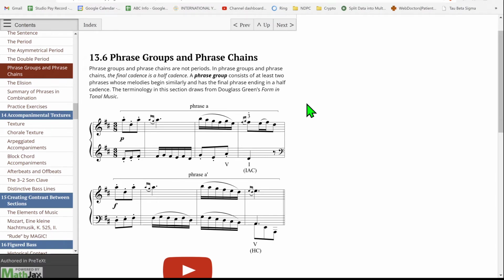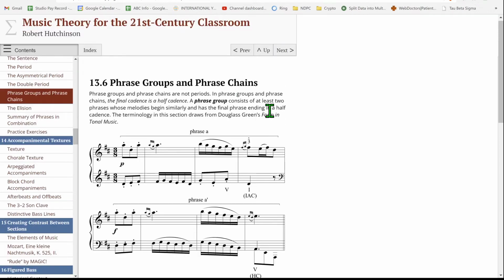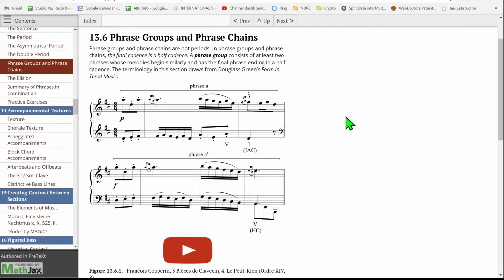So in this case, let me show you. The definition given in this book, and may not be the same, consists of 2 phrases whose melody begins similarly and has a final phrase ending in a half cadence, right? So basically, it's exactly like a period, but it doesn't end on an authentic cadence. Instead, it ends on a half cadence. That's the definition given by this book. Now, I'm not a fan of that definition because how does phrase group equate to a half cadence?